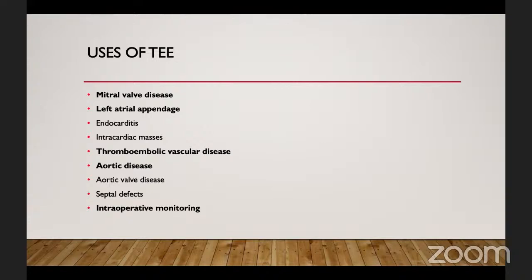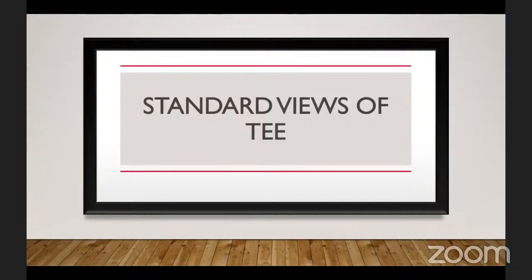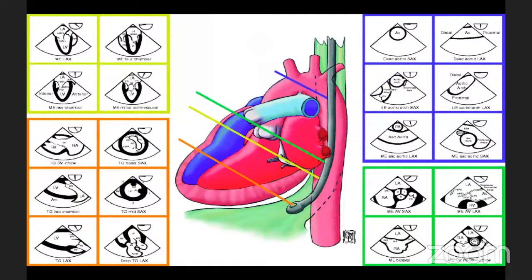Septal defects as well, the intra-atrial septum and the interventricular septum, you can assess better with a TEE. So for the standard views of the TEE, we have 20 standard views. You get them from different levels through the esophagus and the stomach. From high up in the esophagus, you can get the blue images, this one on the right side of the screen. You can assess the aorta and the pulmonary valve.